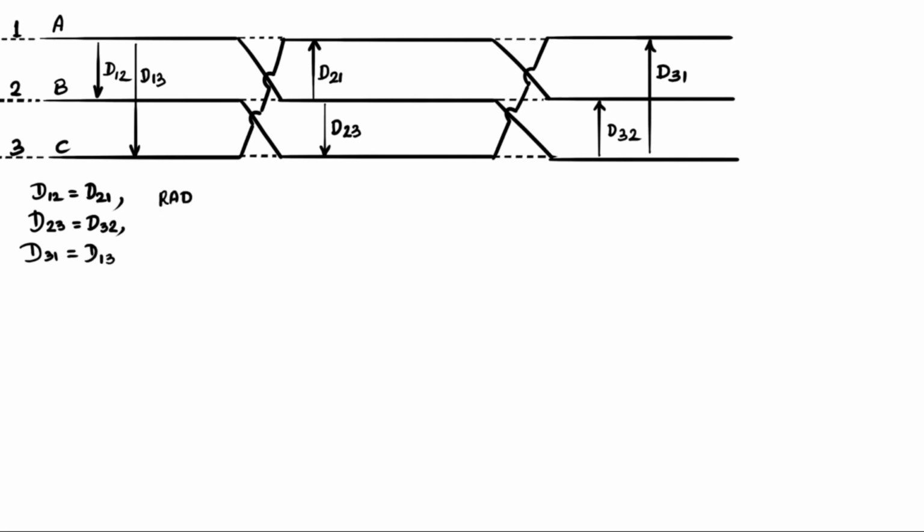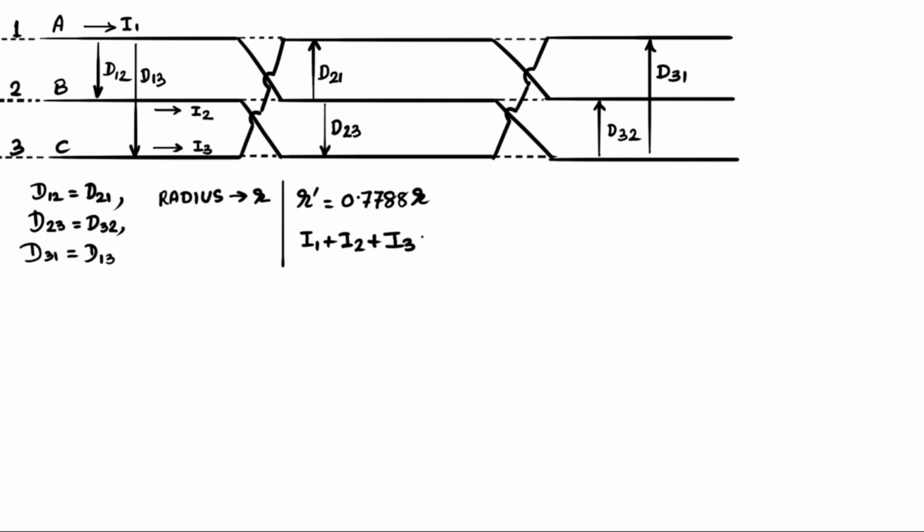Let the radius of each conductor be small r. For inductance calculations, we use the effective conductor radius. This is given by r dash equal to 0.7788 times r. Now, assume that the three conductors carry balanced three-phase currents I1, I2, and I3. Since the system is balanced, the sum of the three-phase currents is 0. Therefore, I1 plus I2 plus I3 equals 0.